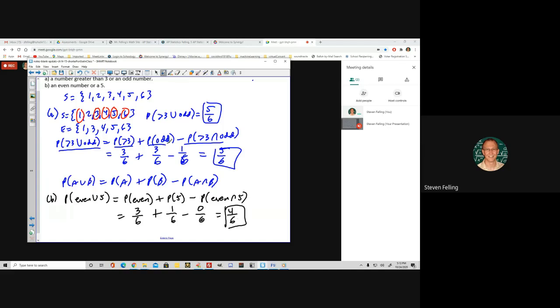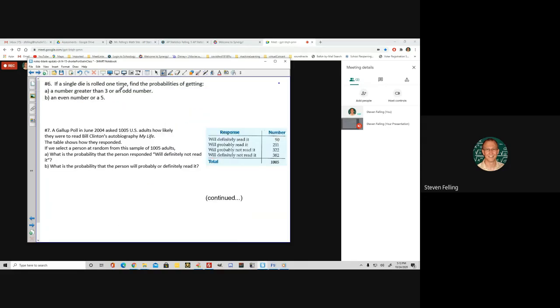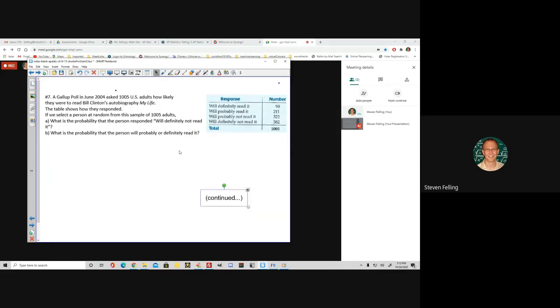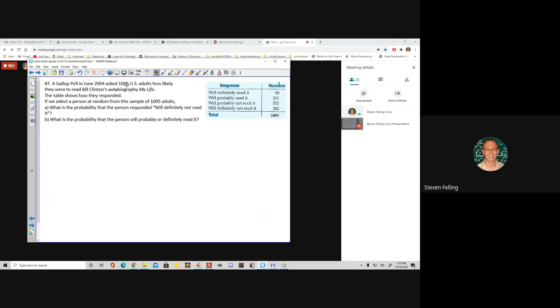All right, so that's that problem. Let's take a look at the next one. Number 7. So number 7 said, we have a Gallup poll here. Okay, so 1,005 people were asked how likely they were to read Bill Clinton's autobiography, My Life? You can tell the age of this textbook, pretty old. The table shows how they were selected.